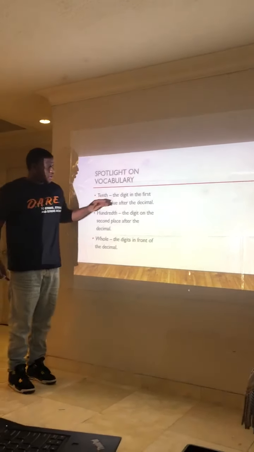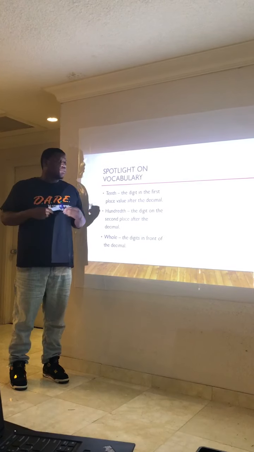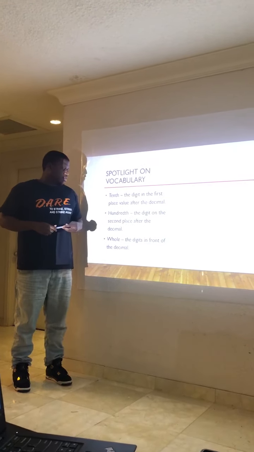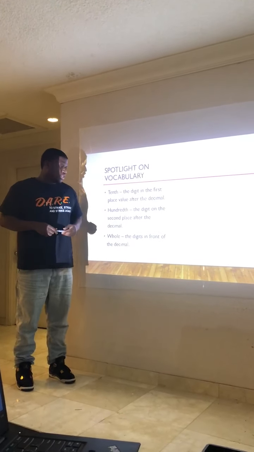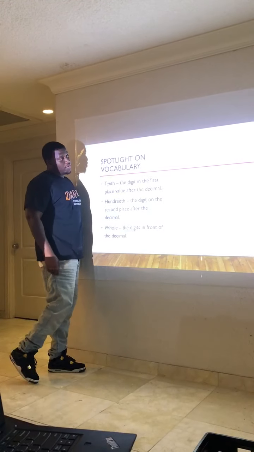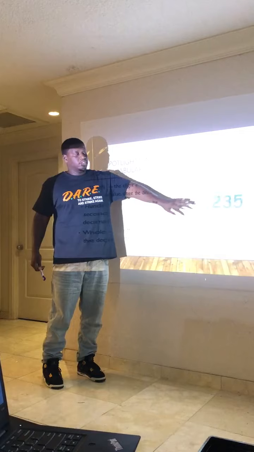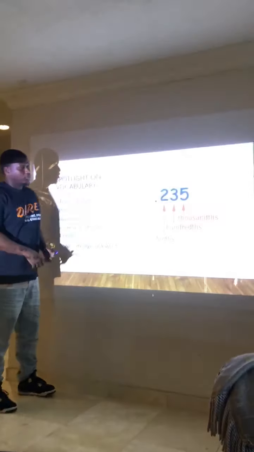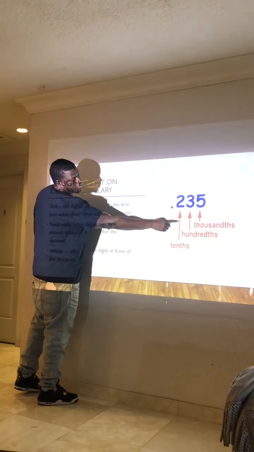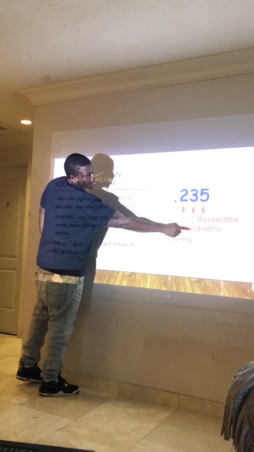Spotlight on vocabulary. First of all, the tenth is the digit in the first place value after the decimal. The hundredths is the digit in the second place value after the decimal, and the whole is the digits in front of the decimal. So we're going to look at an example, and when we look at the example, we'll see the tenths. Here's the decimal place. The first digit after the decimal is my tenths place. The second digit after my decimal is the hundredths place.